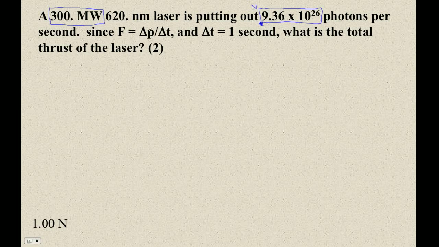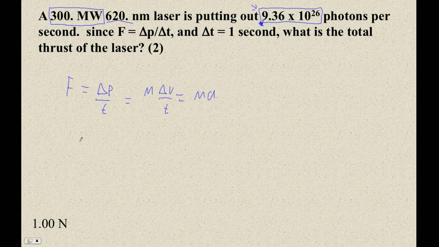Because force is change in momentum over time, right? Force is change in momentum over time, and that comes from mass times change in velocity over time. That would be change in momentum, and this is of course just m times a, right? Okay, so all we have to do is find the momentum of that many photons, right? So how do we do that?